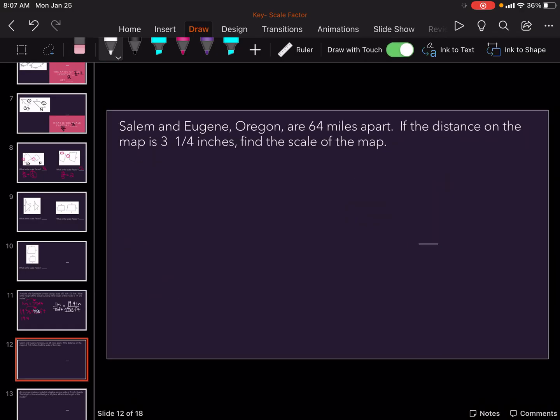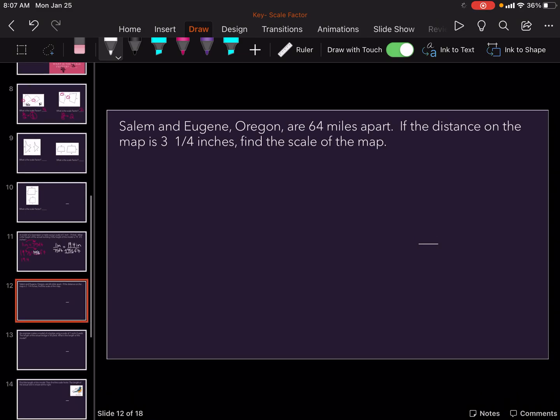Salem and Eugene, Oregon are 64 miles apart. If the distance on the map is 3 1/4 inches, find the scale of the map. They did not tell us on this one, so I'll have to come back to that one.